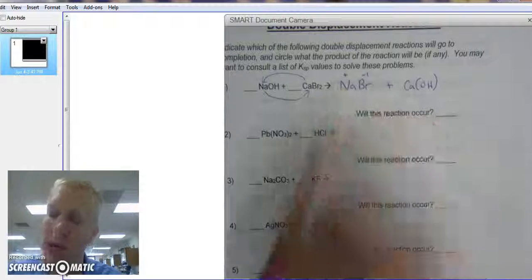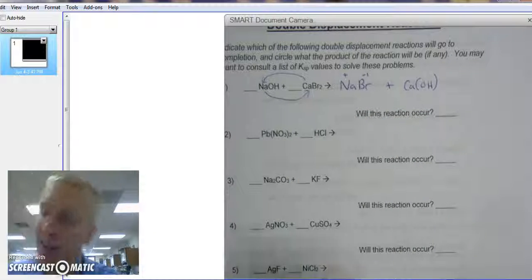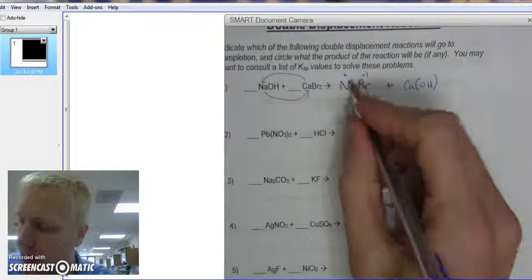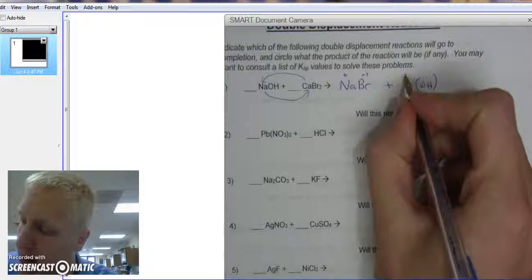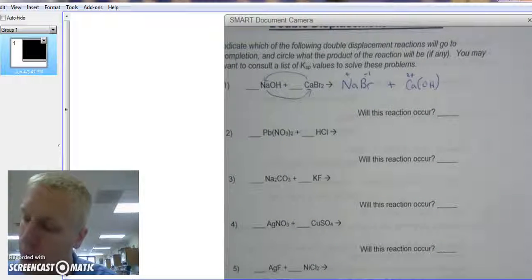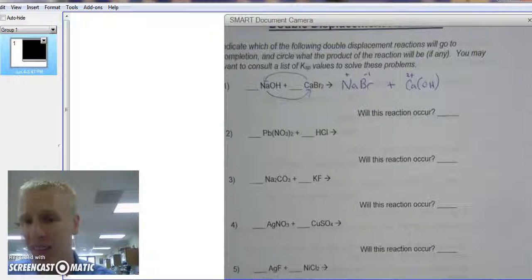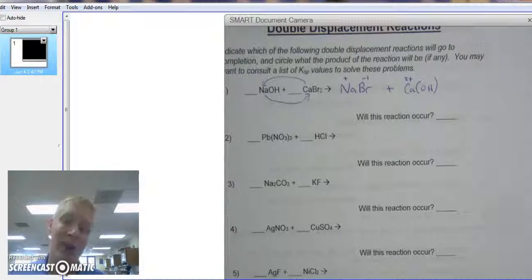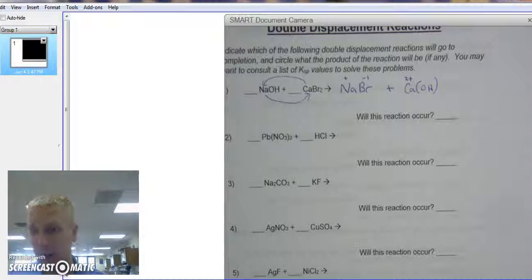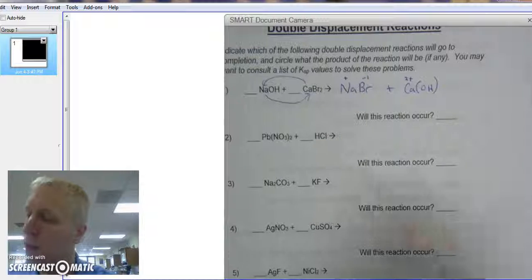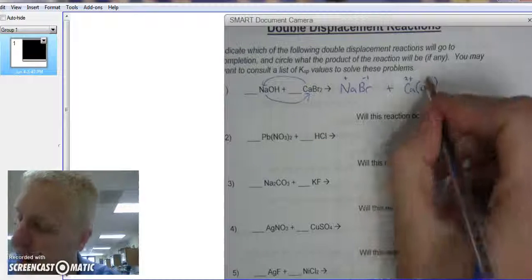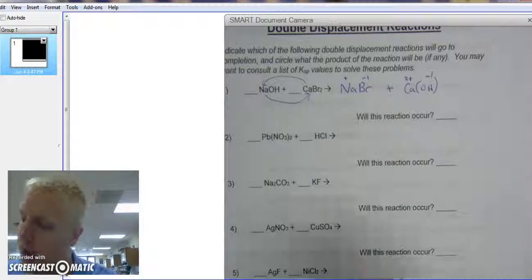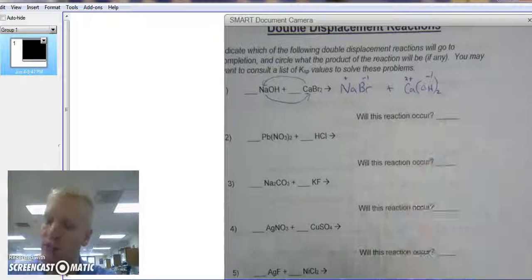I memorized that sodium is in column 1, therefore +1 charge. Bromine is in the 7th column, the halogen column, so it's -1. +1 -1 is 0, that's good. Calcium is in the 2nd column of the periodic table, so it's a 2+ charge. OH is hydroxide. I memorized it as a 1- charge, and if I didn't, I can look at my polyatomic ion sheet, which you will have on your reactions test. Crisscross it, and you should have Ca(OH)2.